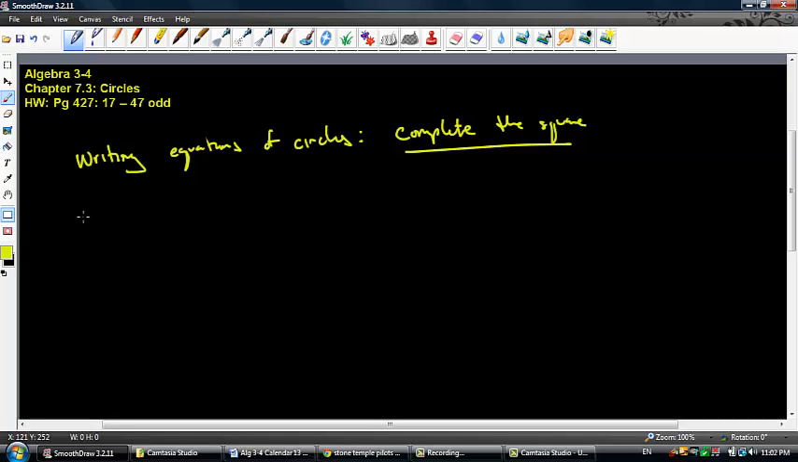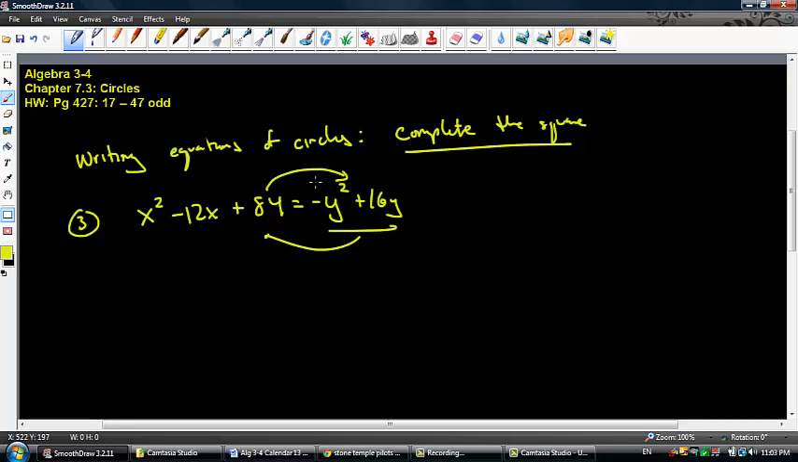Okay, next one, number three. x squared minus 12x plus 84 equals negative y squared plus 16y. I'm going to move all of my y's over to this side, and I'm going to move my 84 over as well. I'm also going to leave myself all the space in between. So what I get is x squared minus 12x plus y squared minus 16y equals negative 84.